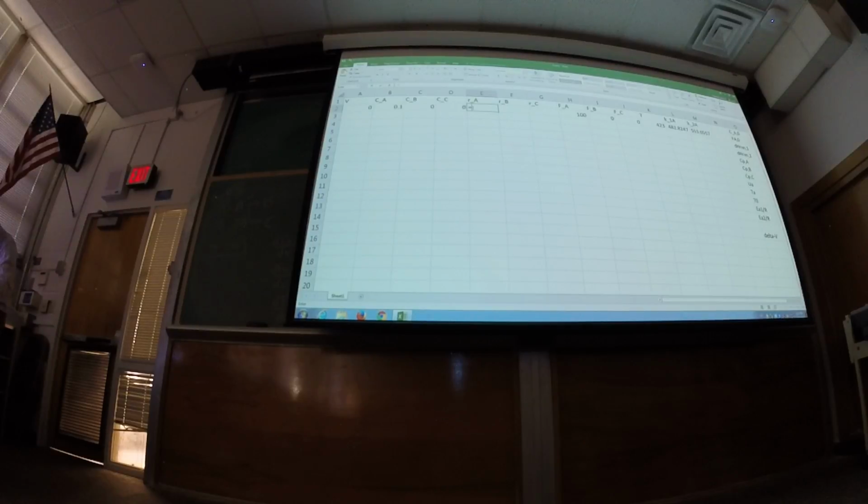So the rate of A is equal to negative K1A times the concentration of A, minus K2A times concentration of A squared. All right, so we get that. And then RB is equal to positive K1A times concentration of A. And then RC is equal to positive K2A times concentration of A squared.